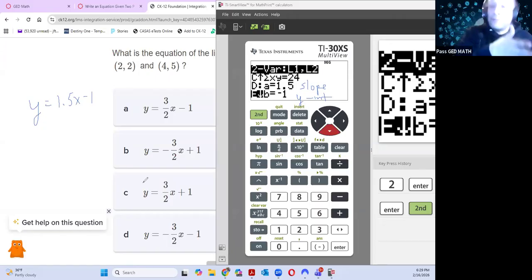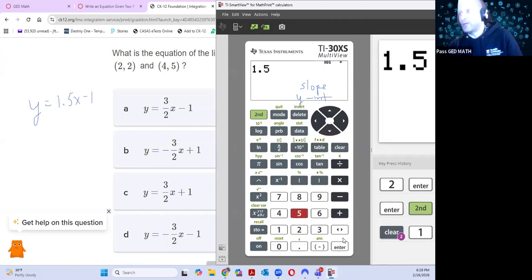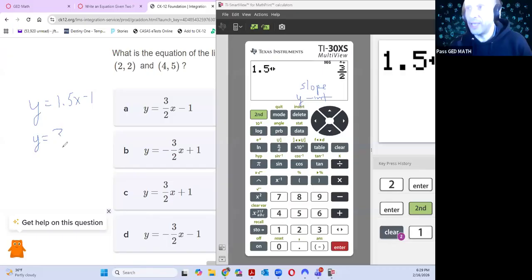That's because you need to know the fraction, decimal, percent equivalence. Again, we're going to use the calculator. I'm going to clear this out. 1.5, I'm going to hit the double arrow, hit enter. What fraction does it say? 3/2. Y equals 3/2 x minus 1. Less than 30 seconds, I'm done. That's A. Do that again.